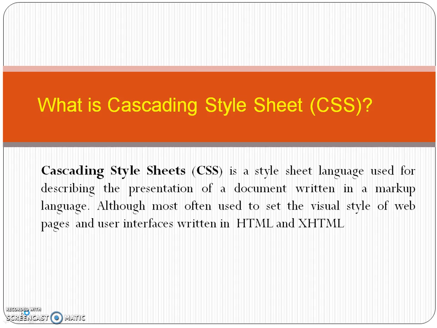So what is a cascading style sheet, or you can say CSS? A cascading style sheet is a style sheet language used for describing the presentation of a document written in a markup language, although most often used to set the visual style of web pages and user interfaces written in HTML and XHTML. I think you know about HTML, hypertext markup language, and extensible hypertext markup language, which is used for web designing.